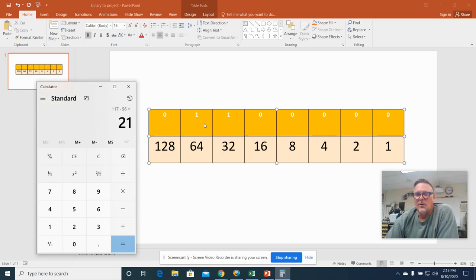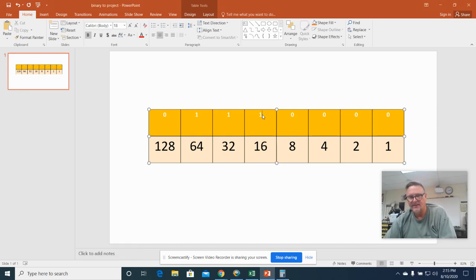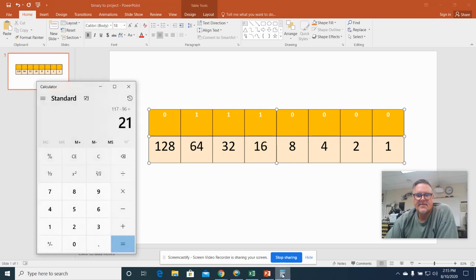Okay, going back down the numbers here, 16 will still fit into 21. So I'm going to go ahead and turn one of those on as well. Okay, so now my number is 64 plus 32 plus 16. Which leaves me 5. So if I subtract out the 16 from the 21, it leaves me 5 to go. Okay. Next number in line here is an 8. Well, 8's too big. 8 won't fit into 5, so I leave that one turned off. I leave that as 0.